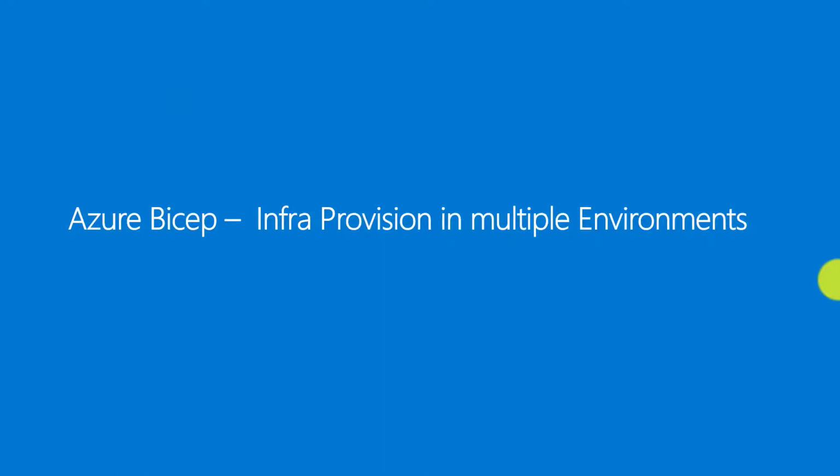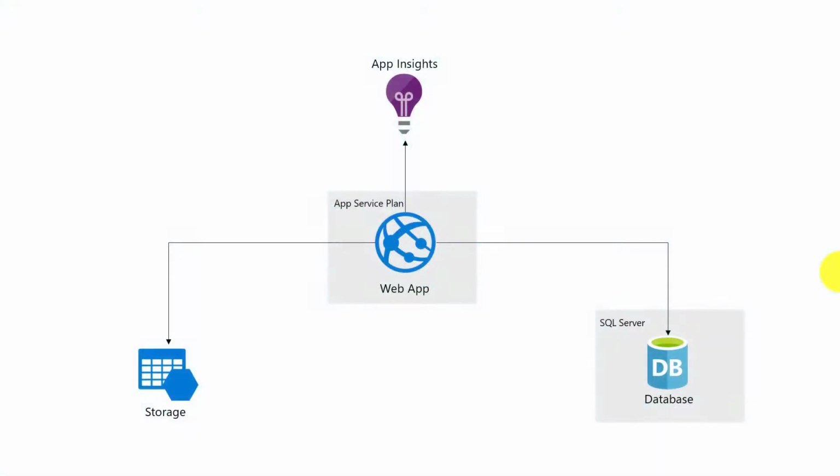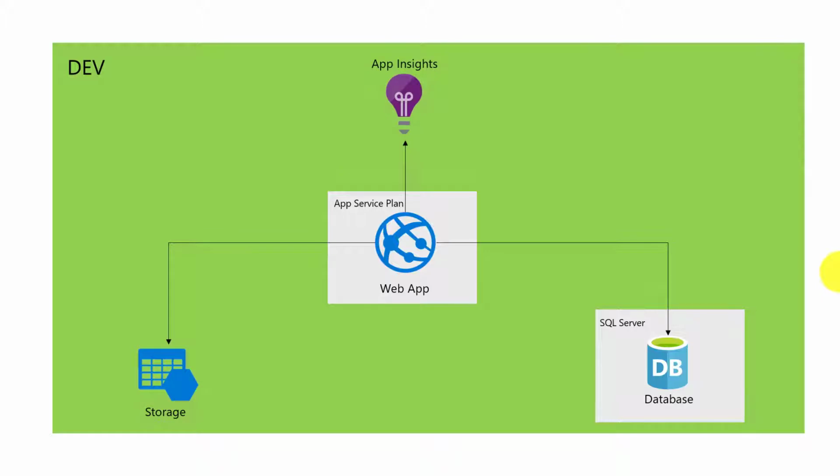Today we are going to learn how to leverage our bicep scripts in order to provision infrastructure in multiple environments. So far, we have created this architecture where we have a couple of services in one environment. But that environment is dev.